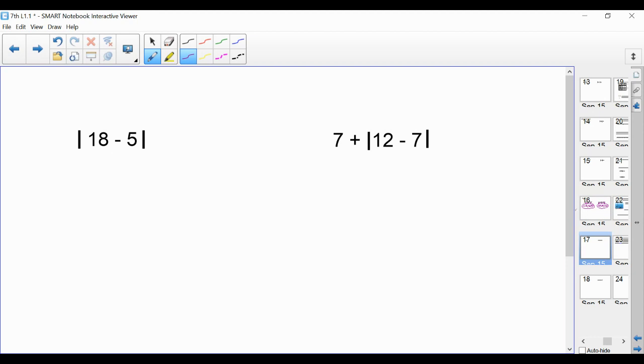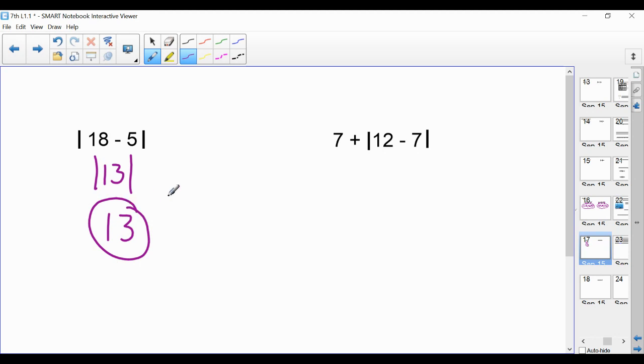So let's take a look at these operations that we have. Here's our absolute value of 18 minus 5. There's math to do inside the absolute value sign. So we're going to do 18 minus 5, which is 13. Bring down those absolute value signs so we double check. Absolute value of 13 is 13. So there's our final answer.